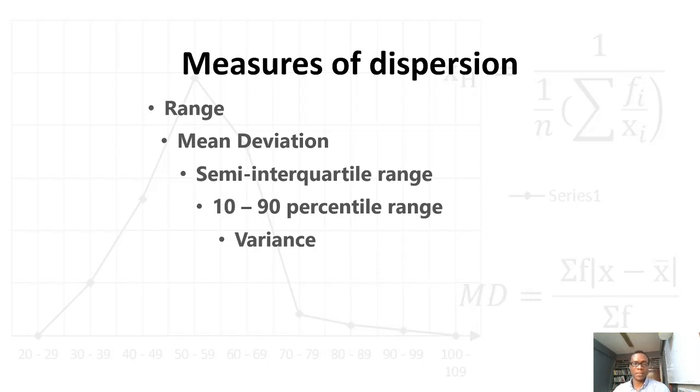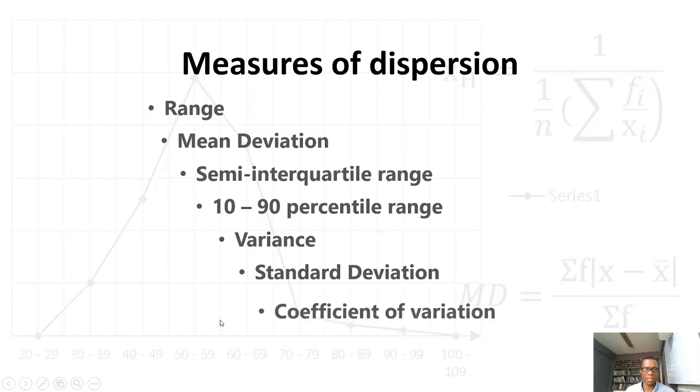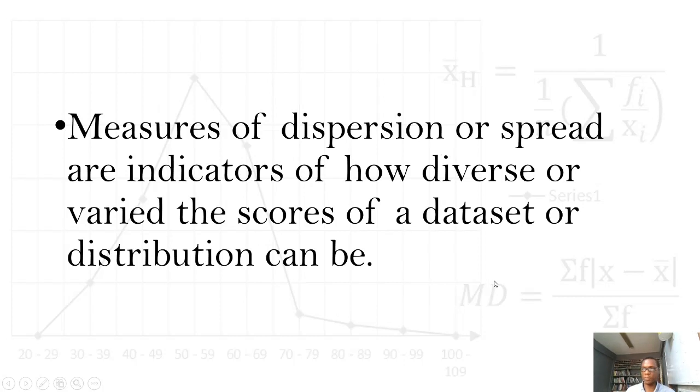Hi class, in this lecture we will be talking about the measures of dispersion. The measures of dispersion we will be looking at include the range, the mean deviation, semi-interquartile range, 10 to 90 percentile range, variance, standard deviation, and the coefficients of variation.